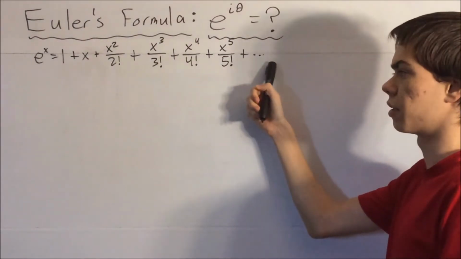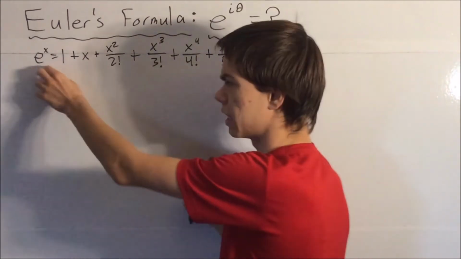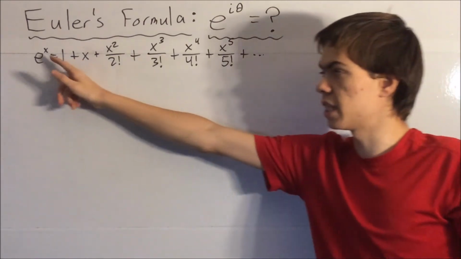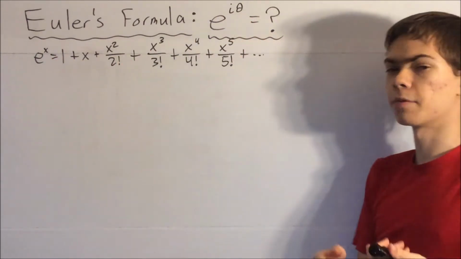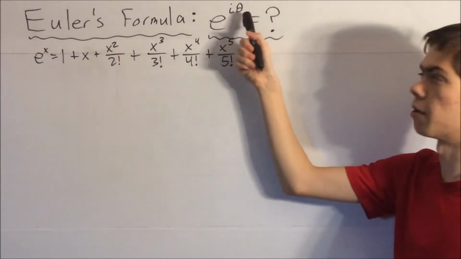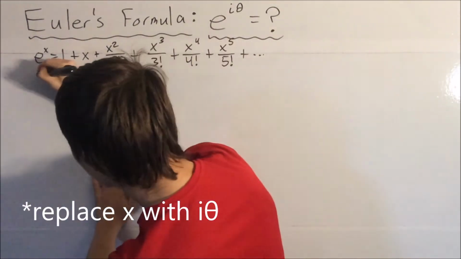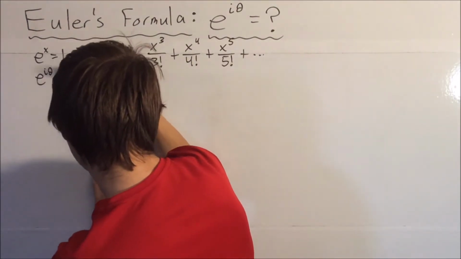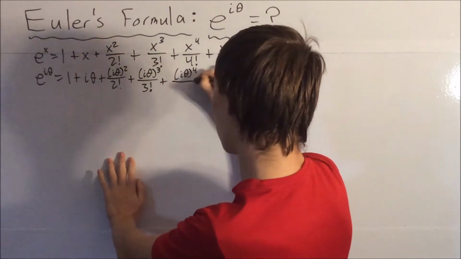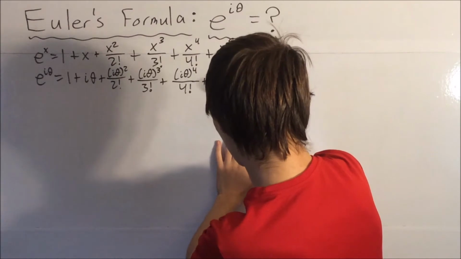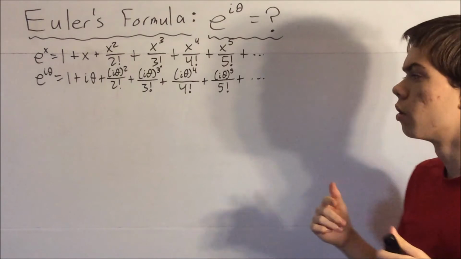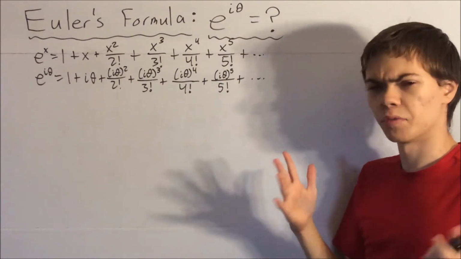And it keeps going on and on like that forever and ever. So this is what e to the x could be written as a polynomial. And so all we're going to do now is just replace x with i theta and see what happens. So we replace x with i theta. And we're going to notice something really interesting that actually happens when we do this.